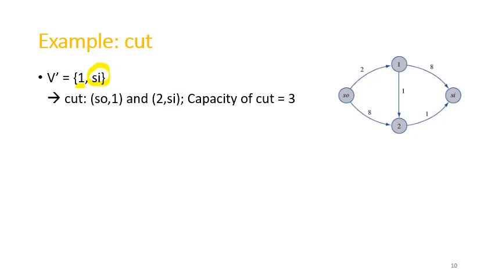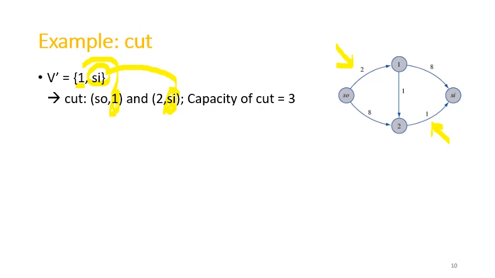So the cut is the set of arcs ij in which j is in V prime, but i is not. So you can see 1 is in V prime, sink is also in V prime. So these arcs define the cut for the selection of nodes in V prime. The capacity of the cut is 3 because from source to 1 you have the capacity of 2, and then from 2 to sink you have the capacity of 1. So 2 plus 1 equals 3.